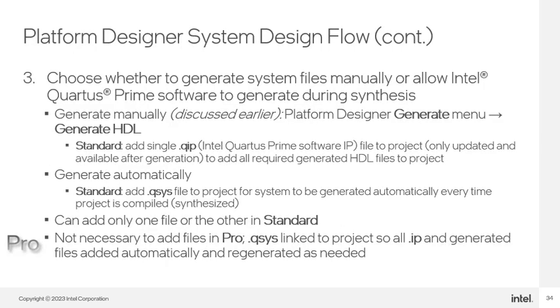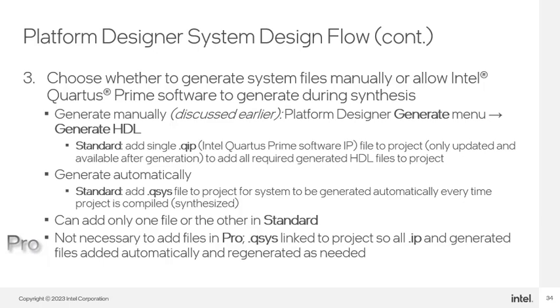Next, choose how you want the system to get generated, either manually as discussed earlier or automatically during compilation. Your choice will determine what files, if any, need to be added to the project. If you're using the Pro Edition, it does not matter which method you choose. The Intel Quartus Prime software will generate or regenerate the system as needed. No additional files need to be added to the project.